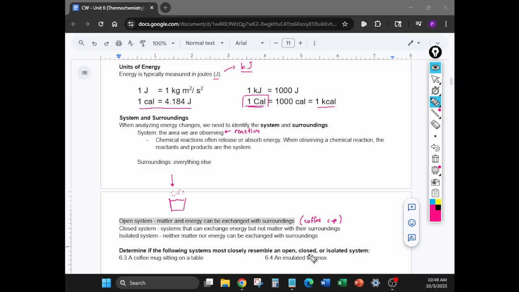All right, a closed system would be the same thing, but this time you have a lid on top of it. Because the lid is on, the energy can still leave. The heat, eventually the coffee will cool down. But since there's a top on it and it's closed, the air molecules can't get out and stuff can't get in. So the closed system would be like a mug with a lid. They can exchange energy but not matter.